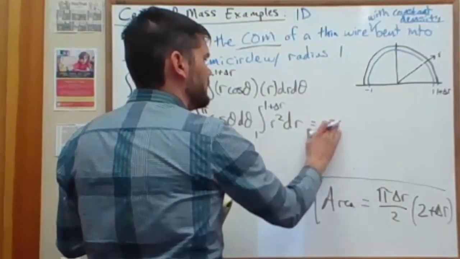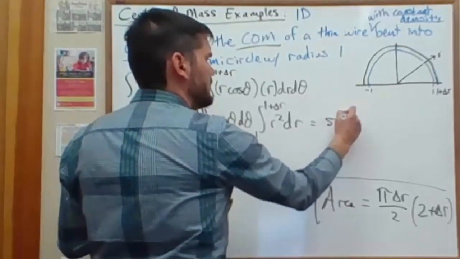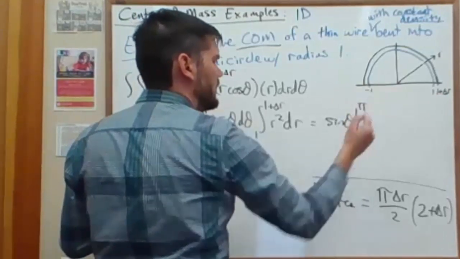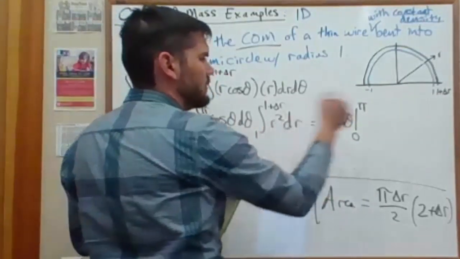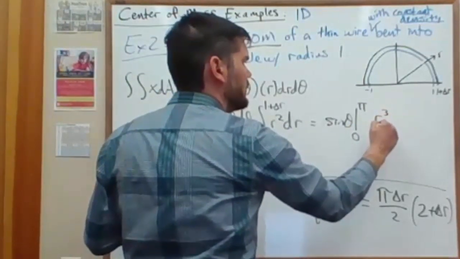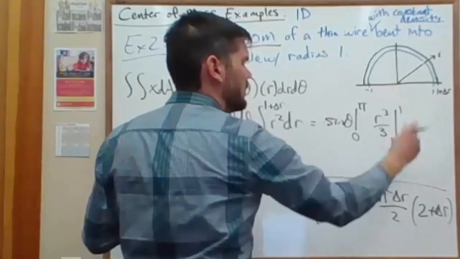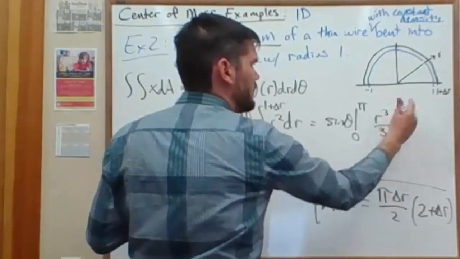Cosine goes back to positive sine, evaluated from 0 to pi, and then we integrate in terms of r, r cubed over 3, 1 to 1 plus delta r. Sorry, backwards.